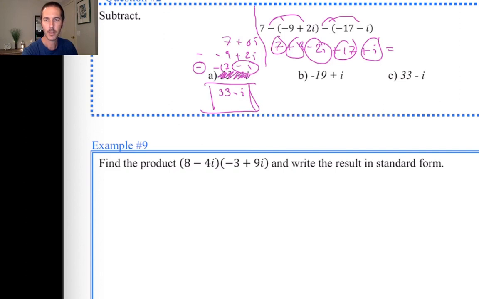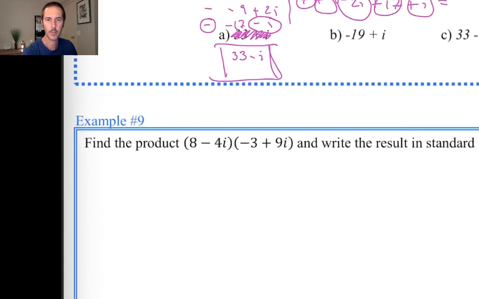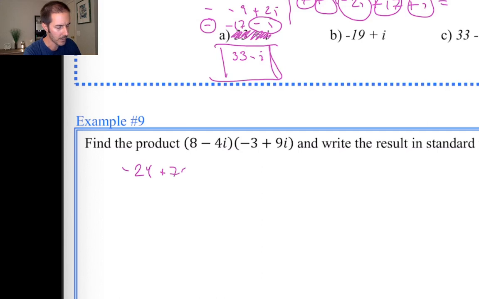Here we've got multiplication, so let's find the product of these two complex numbers and then write the answer in standard form. This shouldn't be too difficult. This looks like stuff I've done before. I bet you we're going to FOIL. And you're right, we are going to FOIL. 8 times negative 3 makes negative 24. 8 times positive 9 is positive 72i, because it was positive 9i.